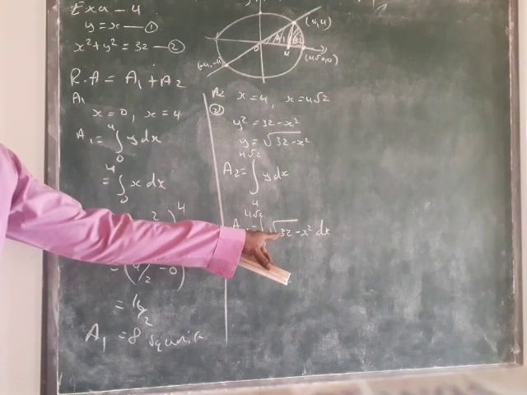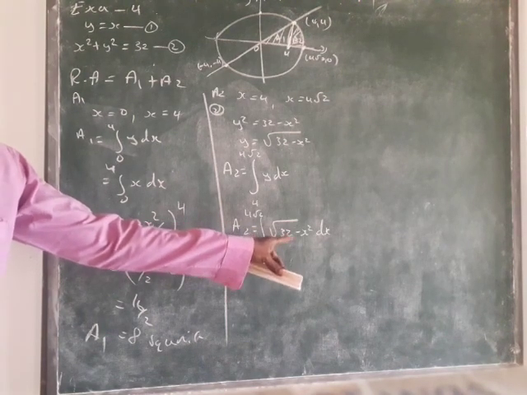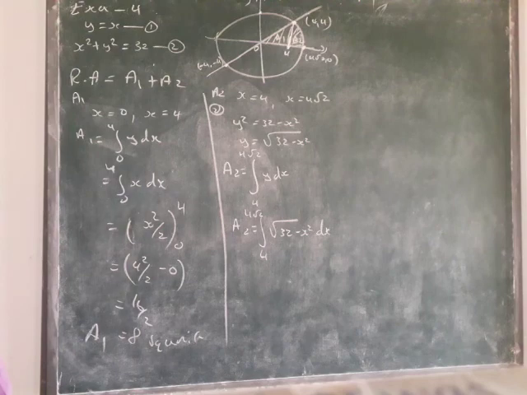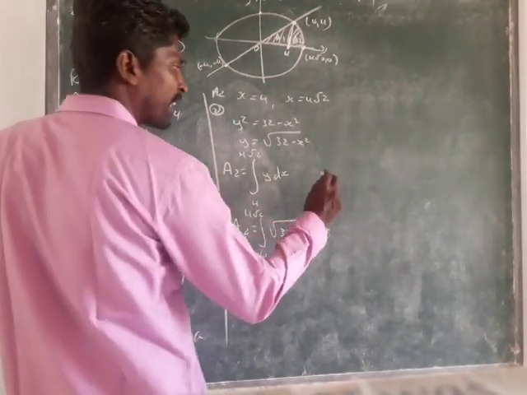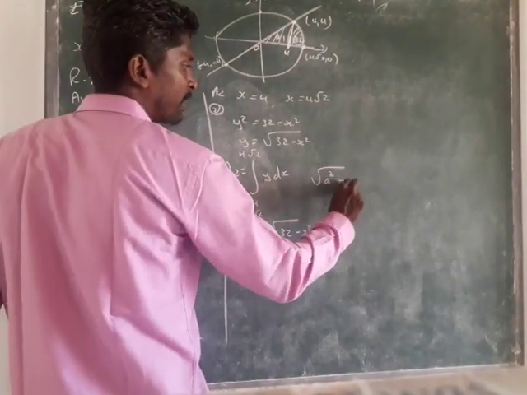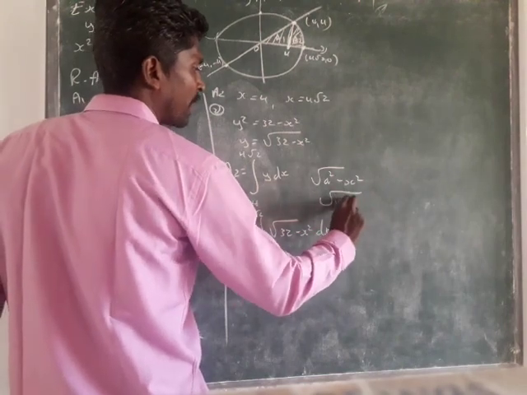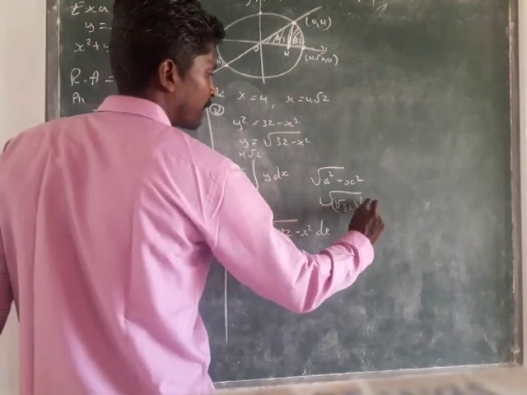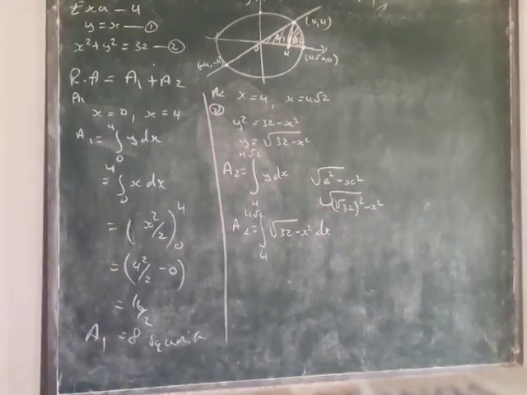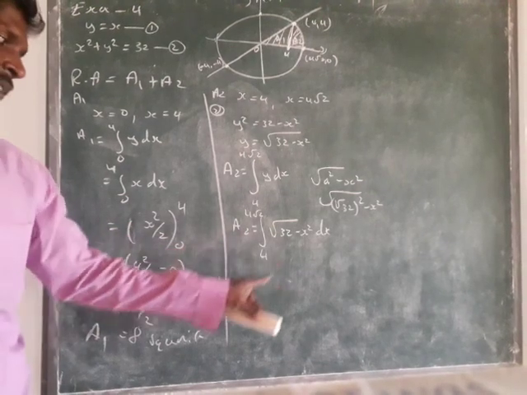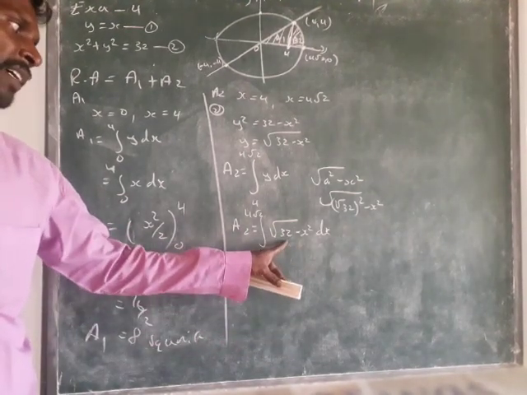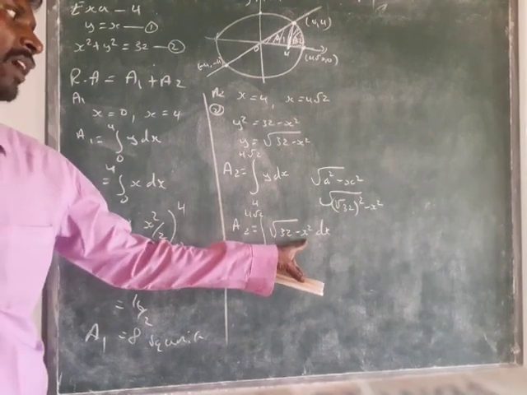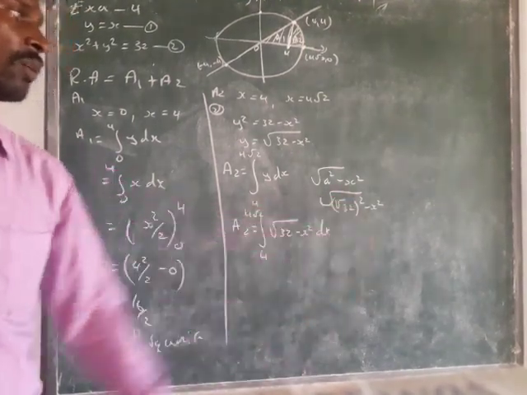Here a squared is 32, which we can write as root 32 the whole squared. We need the formula a squared minus x squared, so 32 we can write as root 32 the whole squared. You can write it like that, or otherwise you can directly write the formula, because it won't affect anything.